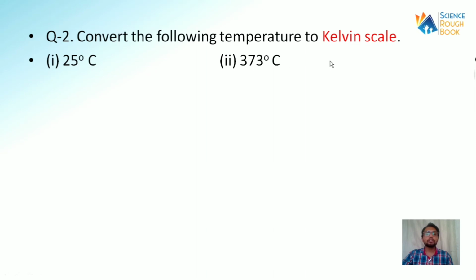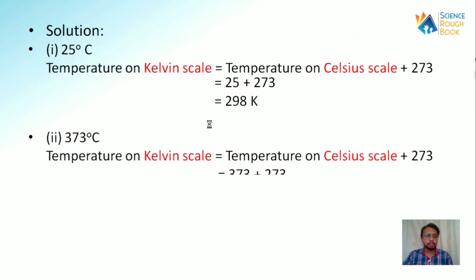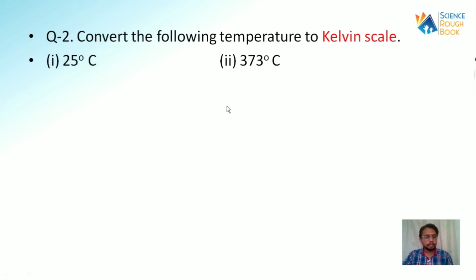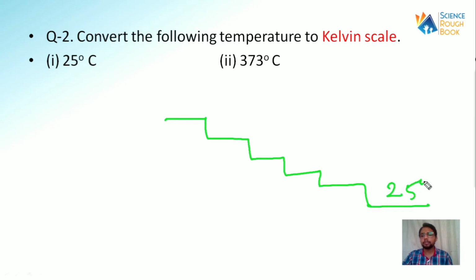Second question, convert the following temperature to Kelvin scale. It is already given in temperature, so it is 25 degrees Celsius and I have to reach the Kelvin scale. So how many steps do I have to add? 273. So 273 steps have been added, then it will reach the next level.